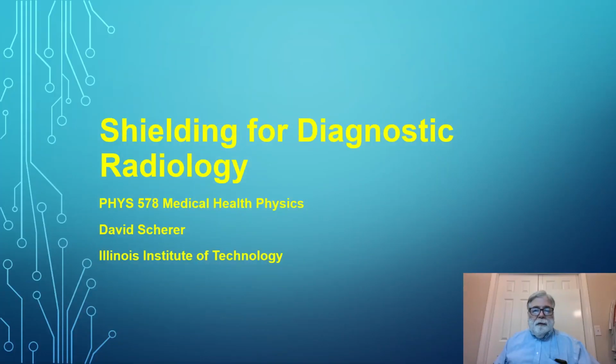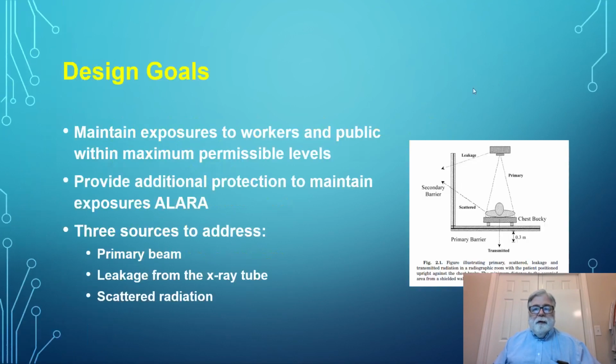I'm going to go into this quickly. This is what we're going to talk about: diagnostic X-ray rooms and shielding specifications and how to determine how much shielding is required. The reason we're doing this is we want to maintain exposed workers and the public within the maximum permissible levels, and beyond that, we want to maintain exposures as low as reasonably achievable.